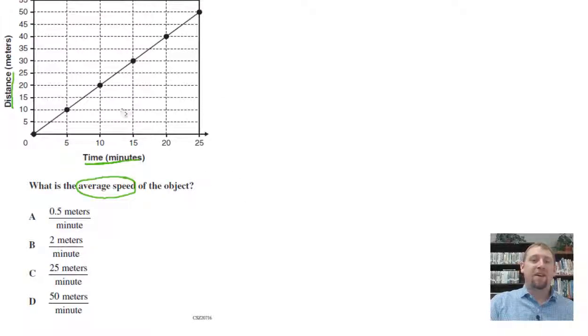If I choose any point on this graph, and I'm going to choose this last point on here, I'm going to circle it, I can determine the average speed of that object. Moving over to the left, this is kind of how I read a graph. I see that this object has moved 50 meters.